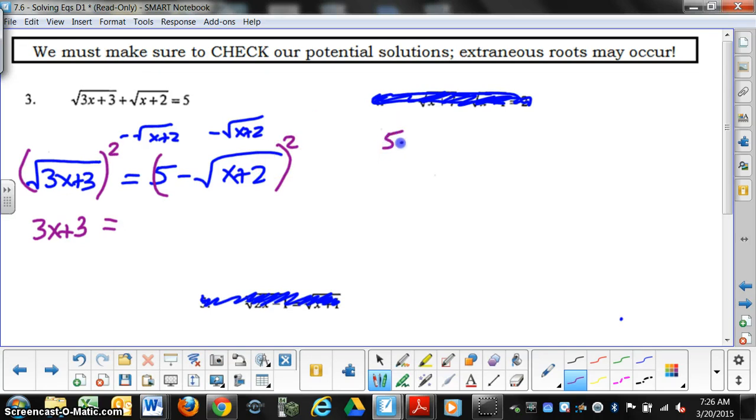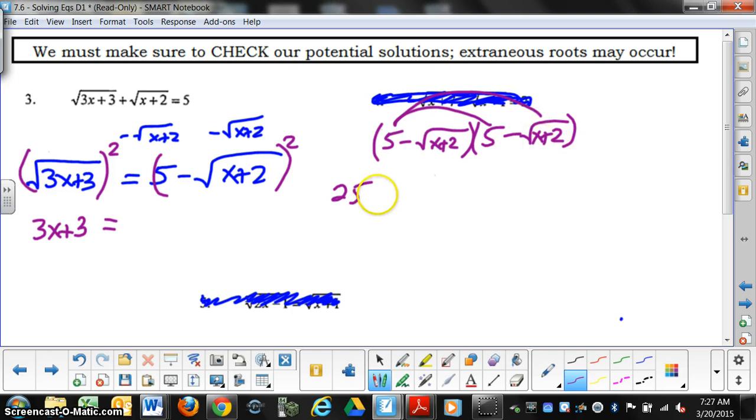This is going to be 5 minus square root of x plus 2 times 5 minus square root of x plus 2, because as we know, when you square a binomial, it means to multiply it by itself. So here we go. Let's multiply it by itself. Double distribute. Multiply the 5 times the 5. Multiply the 5 times the negative square root of x plus 2.